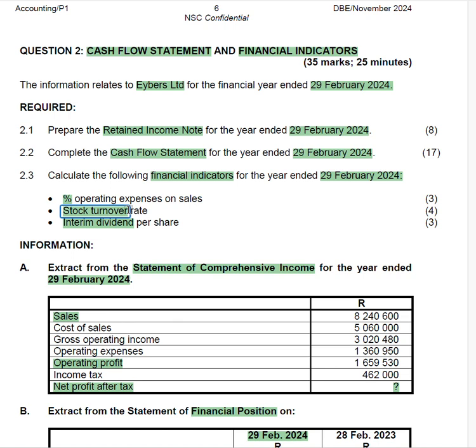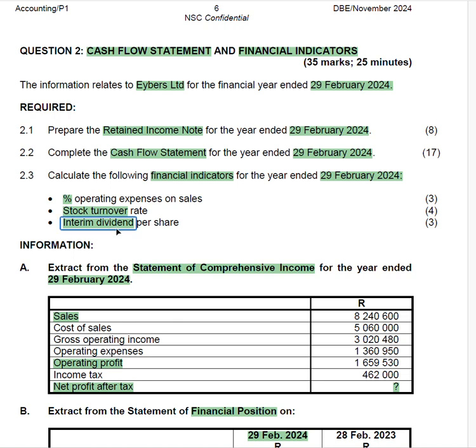And then now the question is how to calculate the stock turnover. Your stock turnover will be your cost of sales, which you will get from your statement of comprehensive income, over the average inventory. And how are you going to ascertain the average inventory? You're going to take your opening inventory balance and add your closing inventory balance. So then your rate will be your cost of sales over the average inventory balance.